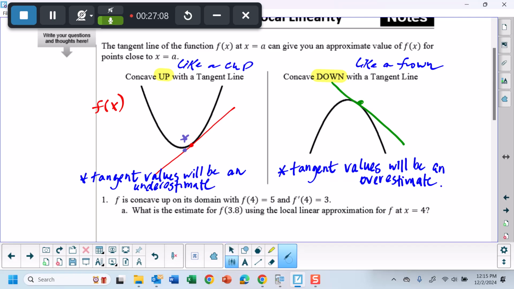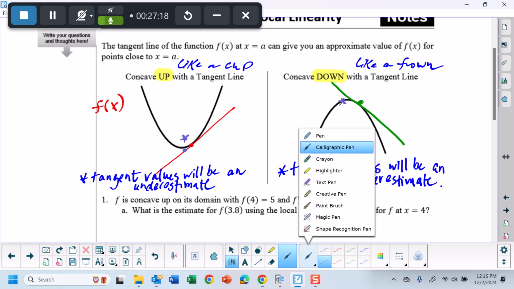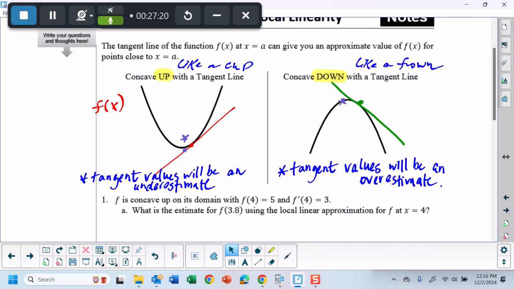Same thing over here. If I'm looking for this value right here, but I can't find it, you can use the tangent line equation, but that's going to be a little higher than what you need because your shape is concave down. Does that clarify? All right, good.